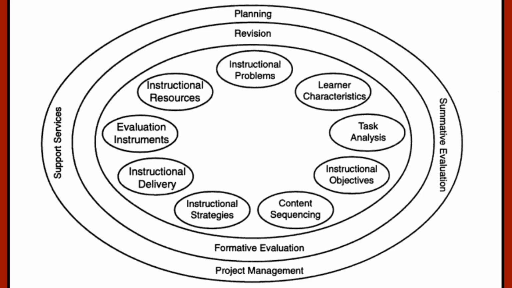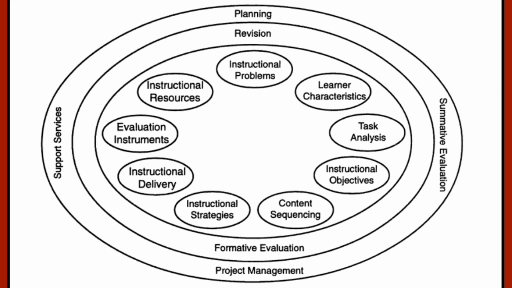Within the oval, you have 9 interdependent core elements representing the steps in instructional design. For step 1, you identify instructional problems and determine goals. For step 2, you identify learner characteristics and needs that will influence planning. For step 3, task analysis, you determine the knowledge and procedures that are needed to help the learner master the objectives while eliminating extraneous content.